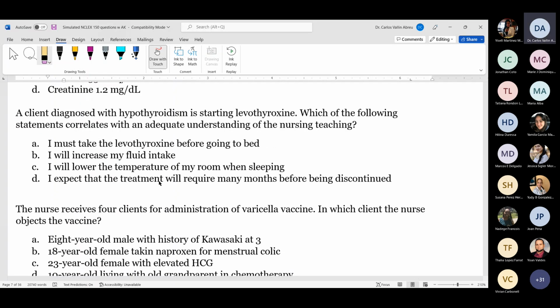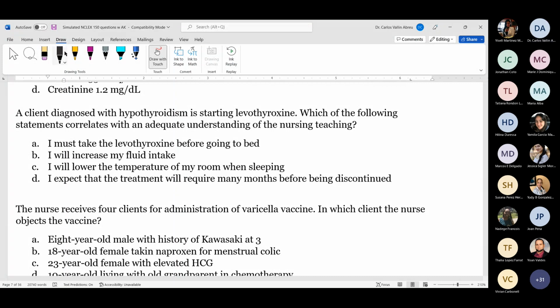A client diagnosed with hypothyroidism is starting levothyroxine, which is the treatment of this condition. Which of the following statements correlate with an adequate understanding of the nursing teaching? So what is correct? It's a positive question. A: I must take the levothyroxine before going to bed. B: I will increase my fluid intake. C: I will lower the temperature of my room when sleeping. D: I expect that the treatment will require many months before being discontinued.